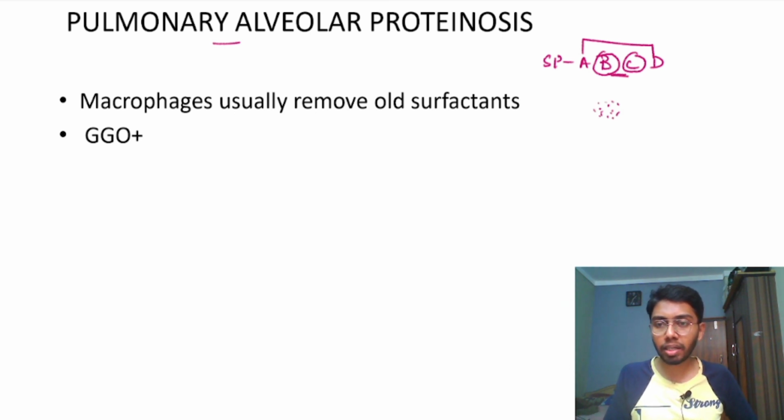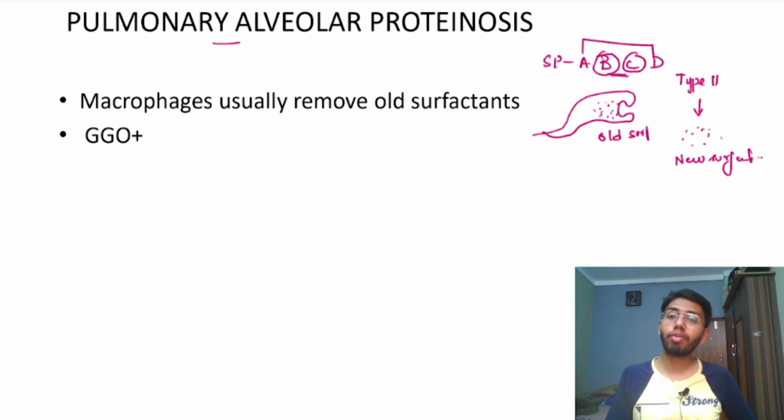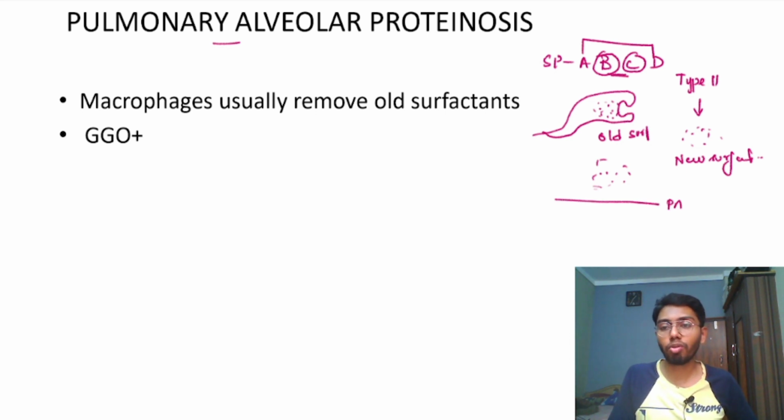Normally, type 2 cells continuously produce surfactant. This is new surfactant. This is old surfactant. After 2-3 days the surfactant becomes old, and it has to be engulfed by the macrophages. When this function is not happening, the old surfactant goes on accumulating and forms a layer. That is what is known as pulmonary alveolar proteinosis. If it happens in children, it is called childhood pulmonary alveolar proteinosis. If it happens in adults, we generally call it pulmonary alveolar proteinosis.